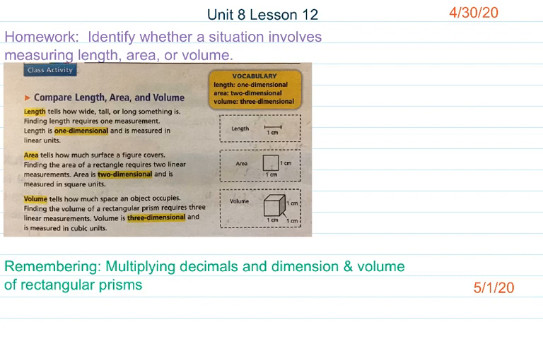Another thing to keep in mind is when you are using length, which tells how wide or tall or long something is, it's a one-dimensional measurement, and you can see that with things like height, it would just be one dimension. You're only considering the one dimension. Area is two-dimensional, and remember when we're solving for area, area equals length times width. It's two-dimensional and it's measured in square units. And volume is three-dimensional, where it's length times width times height, and it's measured in cubic units.